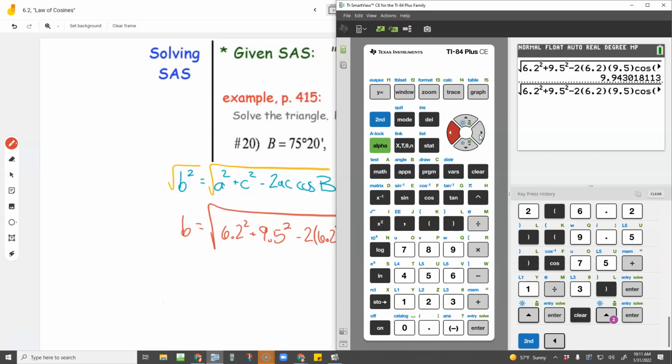Oh my gosh, I got 9. Square root? Oh, I did. Now it's the root.